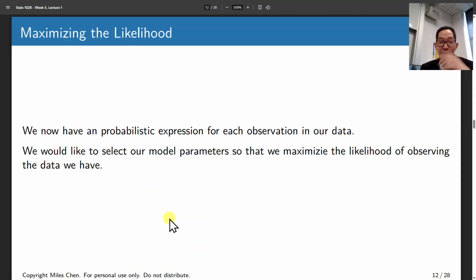All right, and so every observation now has a probabilistic expression, and what we are going to do is try to select our model parameters so that we are maximizing the likelihood of the data that we have. Okay.